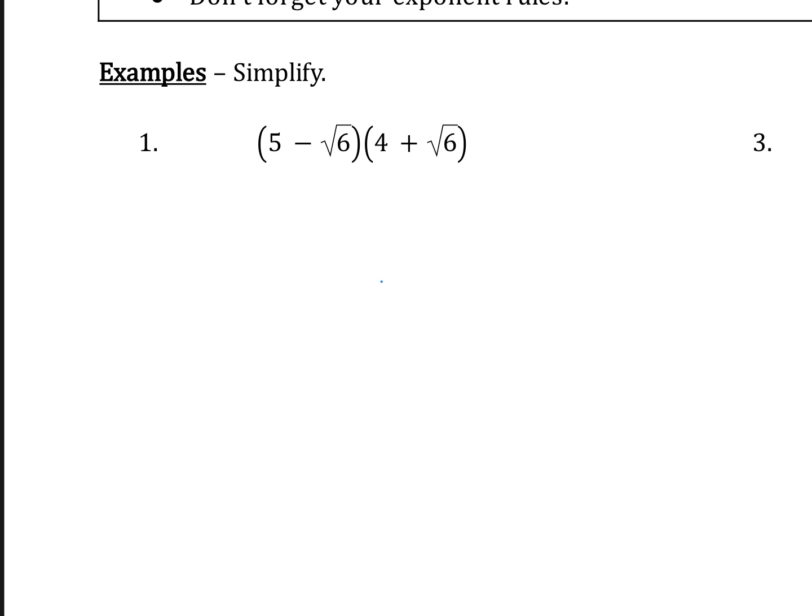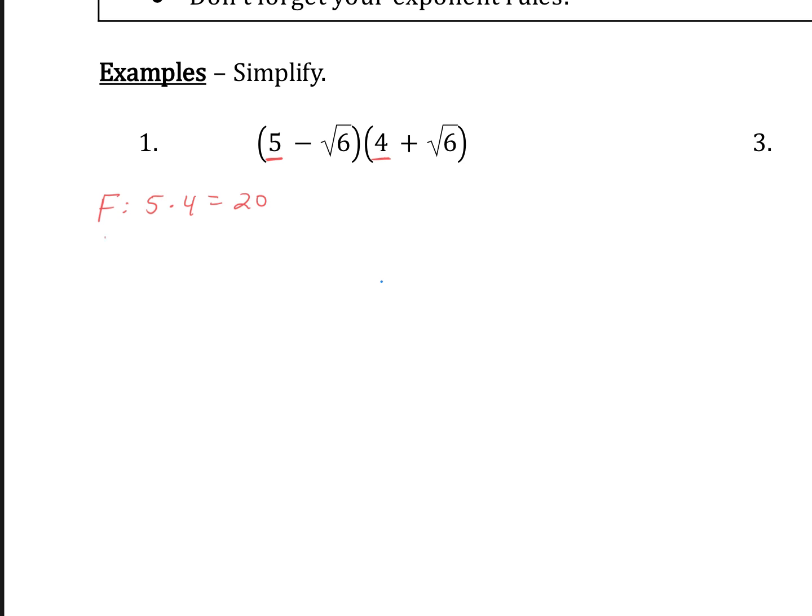So when we're looking at the FOIL method, I'm going to do my first terms first. So this is my first term in the first binomial, and 4 is my second term in the second binomial. So if I'm going to do FOIL, I'm going to go F first, which is just 5 times 4, which is equal to 20. Okay, that's my first term.